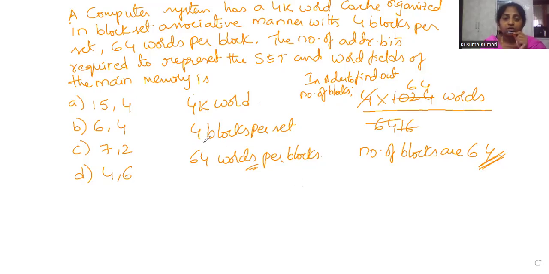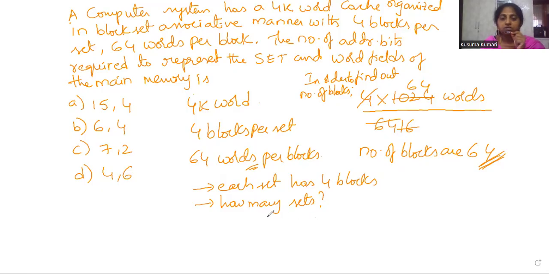Here there are 4 blocks per set, that means each set has 4 blocks. Total blocks are 64. So how many sets? The total number of sets is 64 by 4, since total blocks are 64 and there are 4 blocks per set. That is 16 sets.